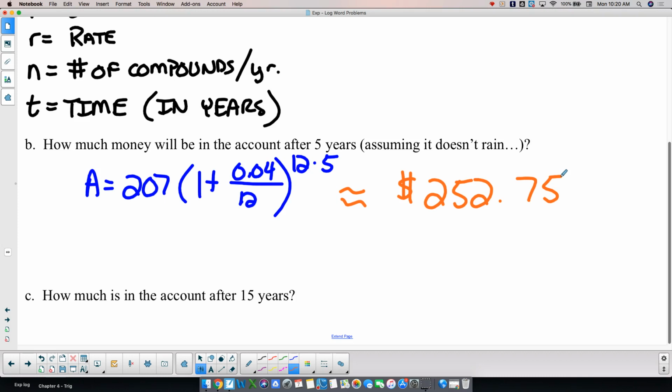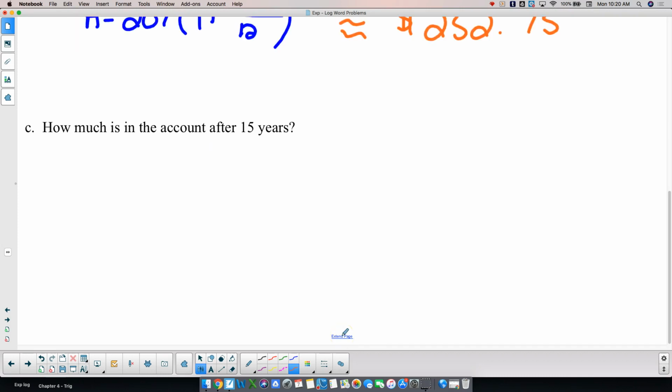Part C, how much money is in the account after 15 years? Figure that one out for me.